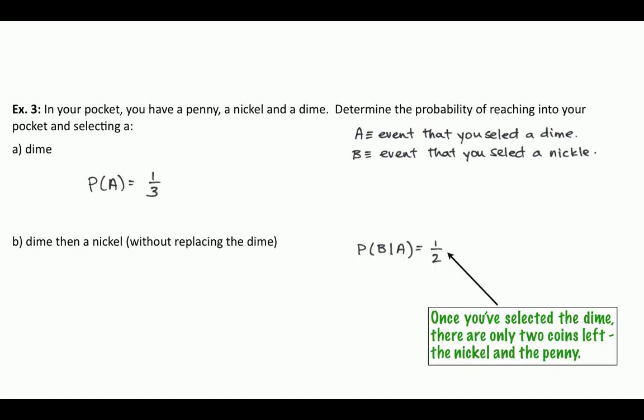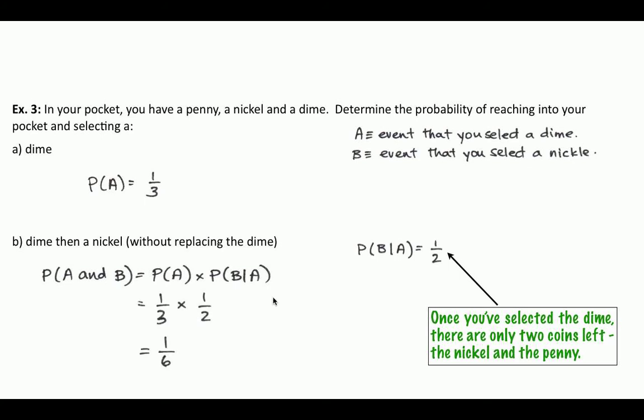Yep. So now we can say, once we've selected the dime, there's only 2 coins left, the nickel and the penny, and we're going to try and pick that nickel. So basically, the probability of selecting a nickel and a dime, P of A and B, is equal to the probability of selecting the dime first, multiplied by the probability of selecting the nickel, given that we've already taken the dime. You got it. So it's 1/3 times 1/2, and we get 1/6.